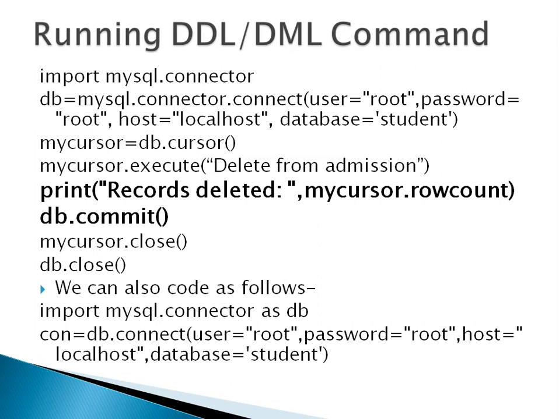Next we see a program that uses a DDL and DML command. The top section is the same. The query to be executed is delete from admission, so we are deleting the records. After running this command, it will give the total number of records deleted, and that can be printed using the variable called rowcount. We have used print records deleted, comma, my cursor dot rowcount. That's how you print the total number of records that have been affected.